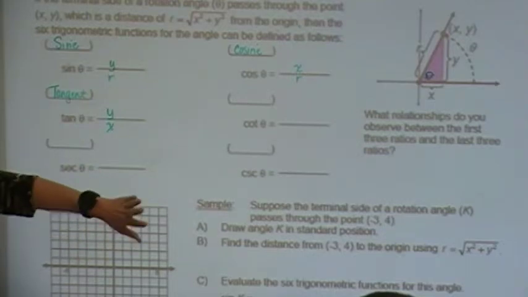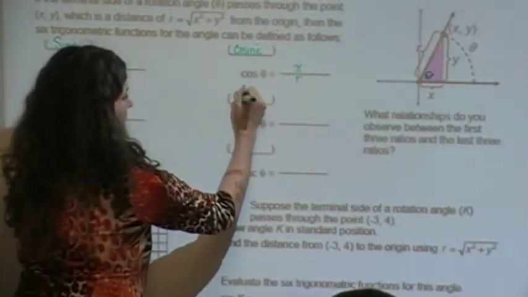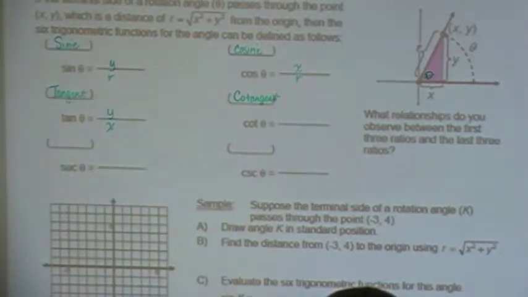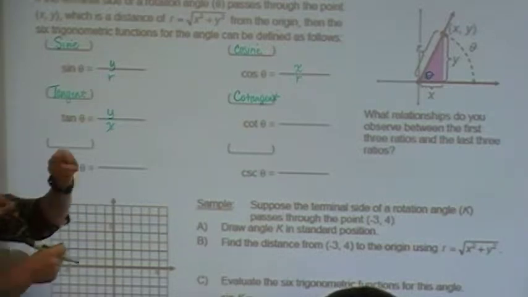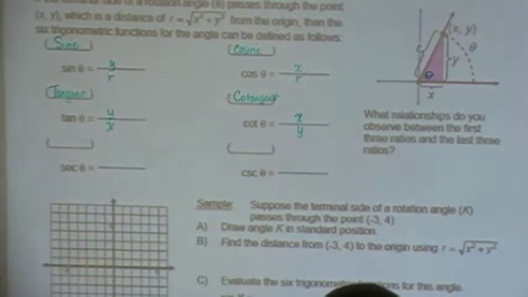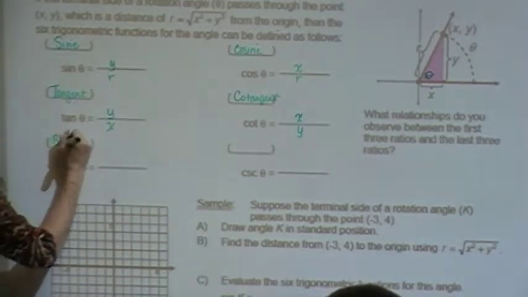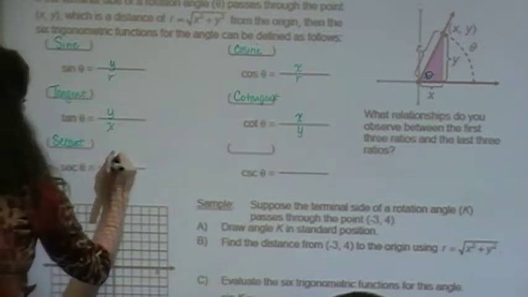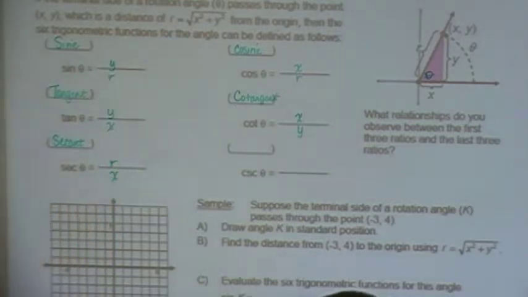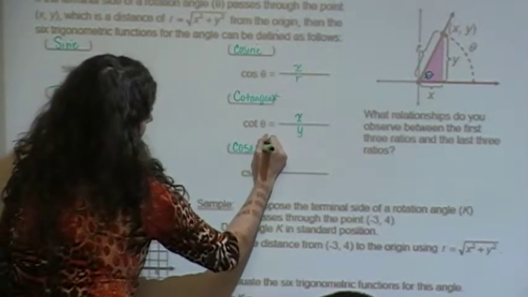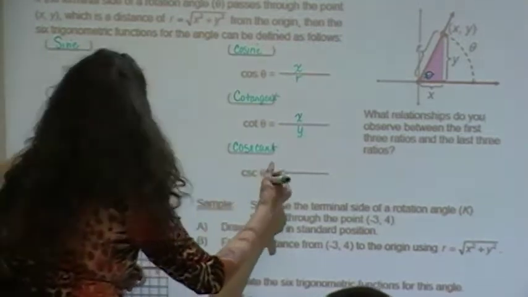New trig functions. Cotangent. Cotangent is just tangent flipped over. It is the reciprocal function of tangent. So it's x over y. Secant is the reciprocal function of cosine. And cosecant is the reciprocal function of sine.